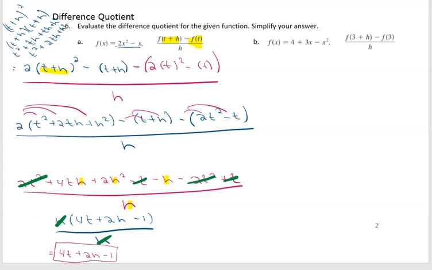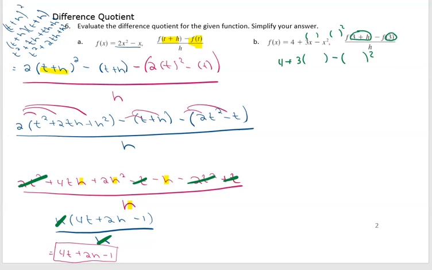Let's try it again. So over here for part B, we have our 4 plus 3x plus x squared. So instead of the x, we're going to put our parenthesis. And this time, inside our parenthesis, for the first one, we'll do 3 plus h. For the second, we'll do 3. So this will look like 4 plus 3, take out your x, put in a parenthesis, minus, take out your x, put in a parenthesis.